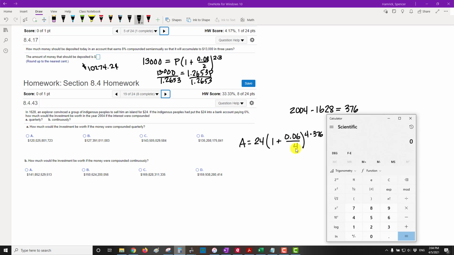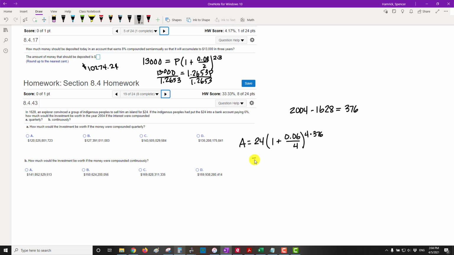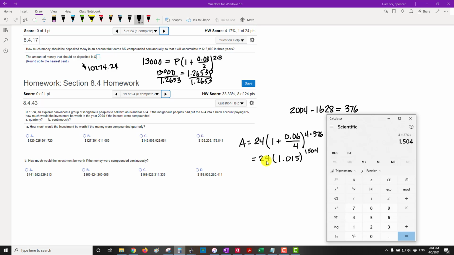So we're going to do 0.06 divided by 4, and then we add 1 to it. So in the parentheses, that becomes 1.015. And while we're at it, let's get what this number is on the outside. 4 times 376, so that's 1,504. So using a basic calculator, you do need to come down every so often and maybe rewrite your problem to simplify some of those numbers. And so we have 24 times 1.015 to the 1504.